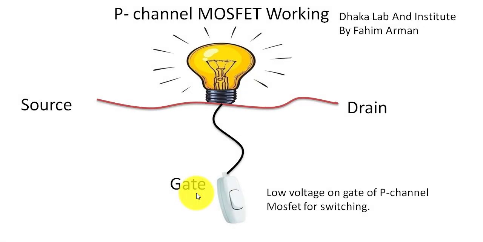And as you know, for P channel, the drain voltage easily passes from drain to source. But when you need to pass the voltage from source to drain, you need switching. Then the source voltage will pass.